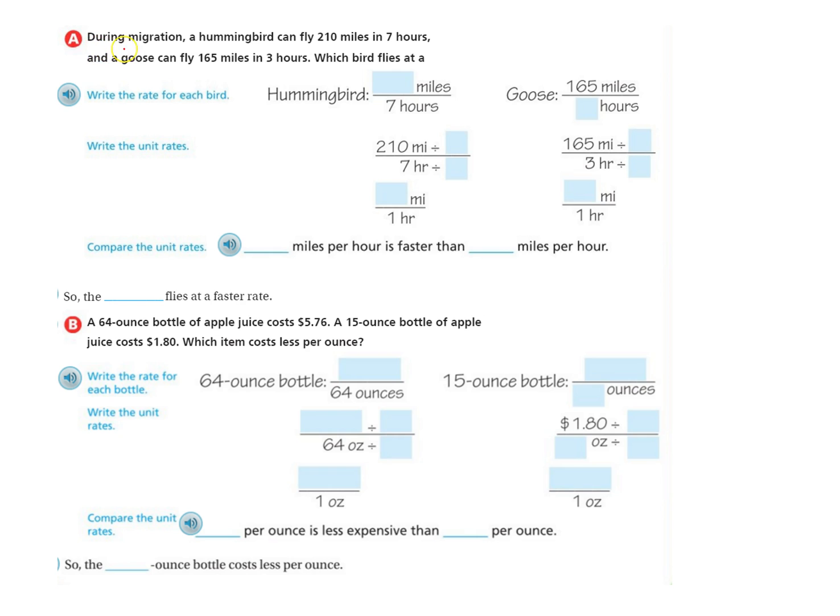Okay, example A. During migration, a hummingbird can fly 210 miles in 7 hours, and a goose can fly 165 miles in 3 hours. Which bird flies at a, and that should say faster rate. Hopefully your book is correct. If it's not, just fill it in like I am.